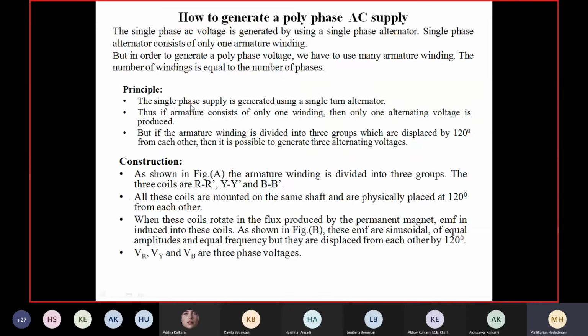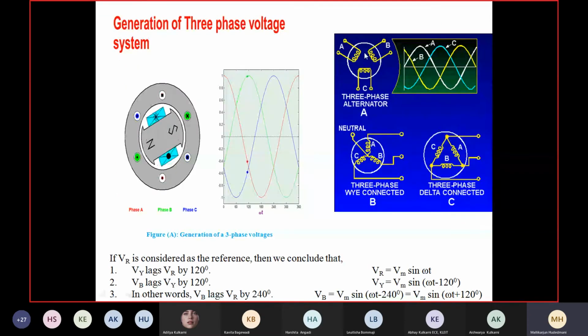So the principle is that a single phase supply is generated using a single turn conductor, but it is not so here. We have the armature winding put into three groups which are displaced 120 degrees from each other. They are made to rotate. These coils are mounted here. You can see these coils 1, 2, 3 in the stator body. Leads are brought out. The connection of these windings may be either star fashion, looking like this, or like a triangle, delta fashion. We will see that later.